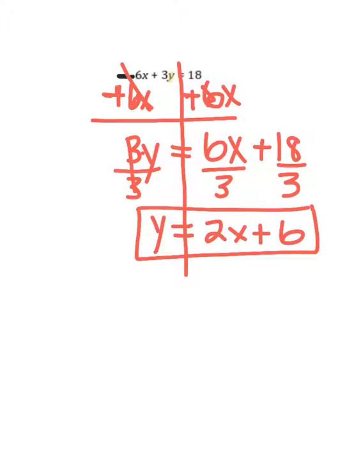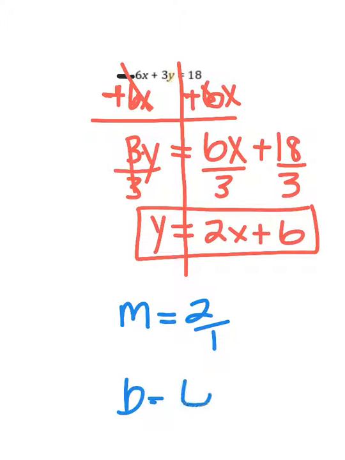Alright, again, if we asked you for your slope, it is the coefficient of x, so that would be positive 2. Rise over run means that it would be 2 over 1. Your y-intercept is your constant, and that would be 6. So you will go up 6, plot a point, and then up 2 over 1 to get your other point.